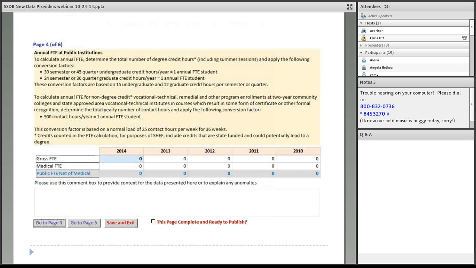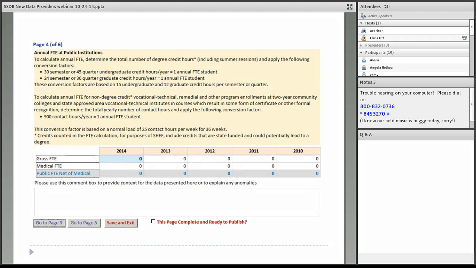Racing through the survey. Really the last page of data that you provide that goes into the SHEF report is page 4, and this is just where we get the enrollment information. So we want the annual FTE at public institutions that corresponds with the fiscal years that you provided earlier. So we ask for gross FTE based on 30 credit hours for semester institutions, for undergraduates, 24 credits for graduates, and then for the vocational technical programs that lead to certificates, we want 900 contract hours equals 1 FTE, and I think those are pretty standard calculations.